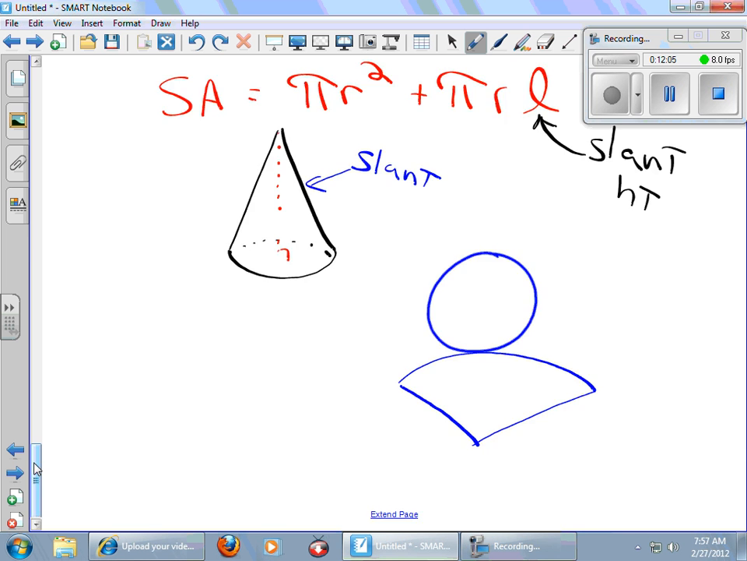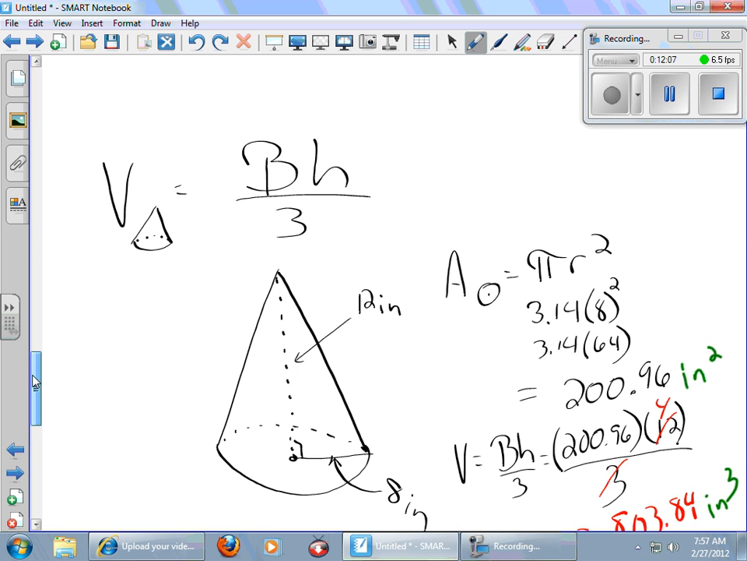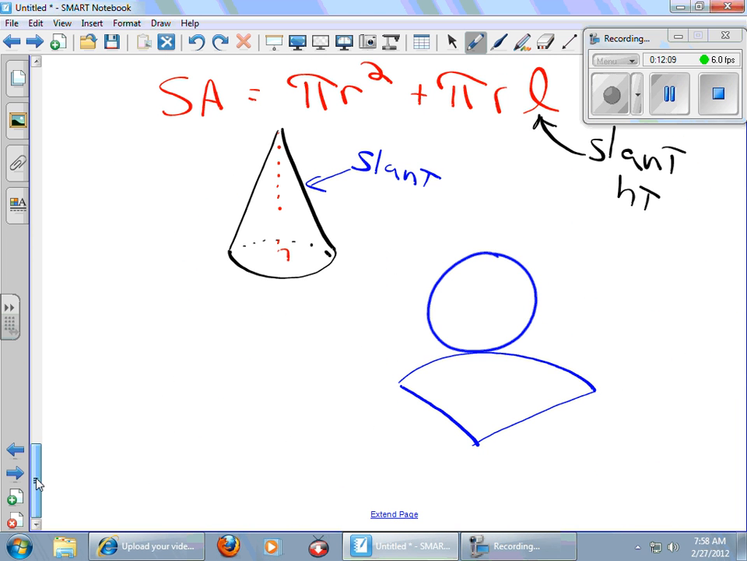Okay, so let's go back up and get our numbers of our cone. We know that this radius here is 8 inches. We know that this is 12 inches, but we don't know L. Well, do you see the right triangle right there?